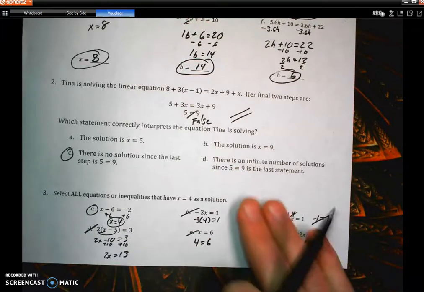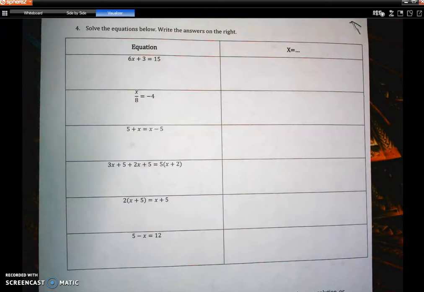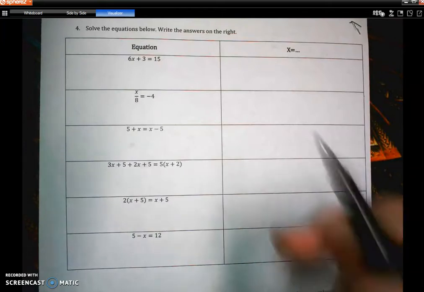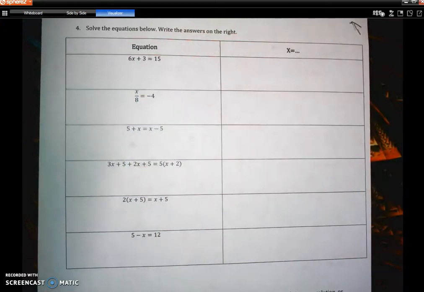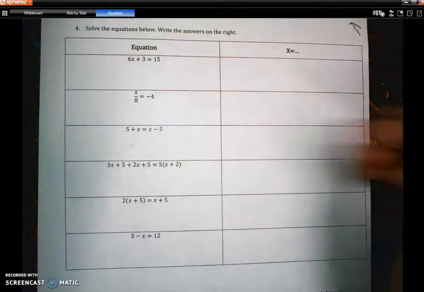So there's the first page. I'm going to head on to the second page now. And again, if you know how to do these, just pause it, fast forward to the pages you need. Solve the equations below, write the answer to the right. Nice and simple. Solve it, tell me the answer, right?